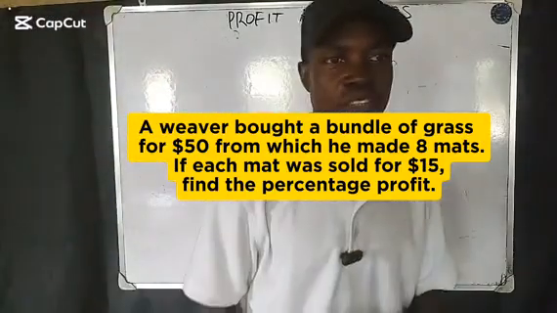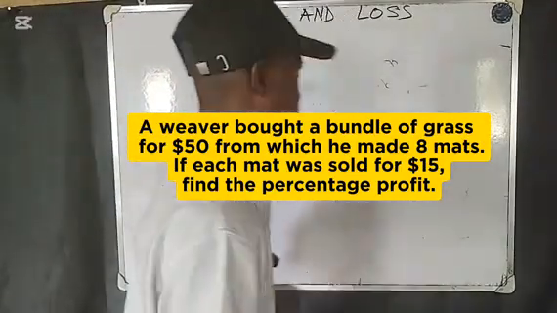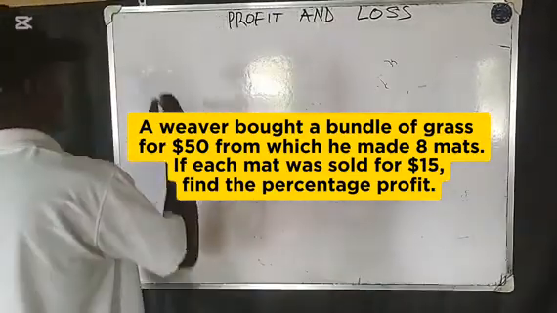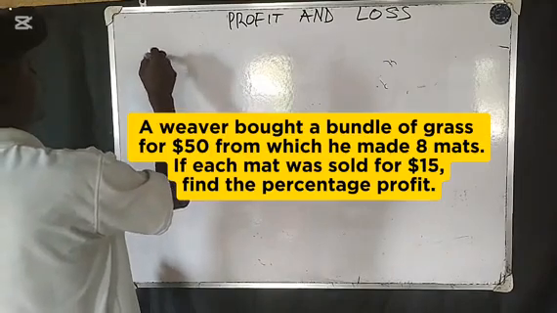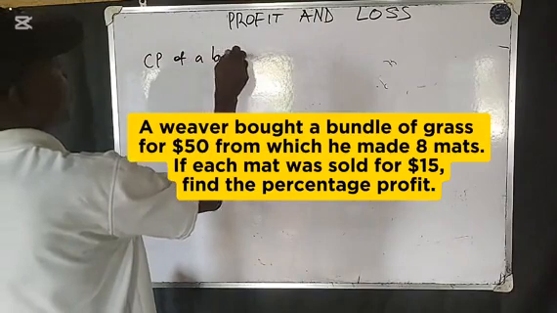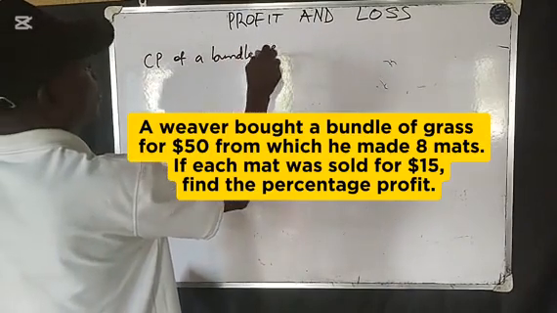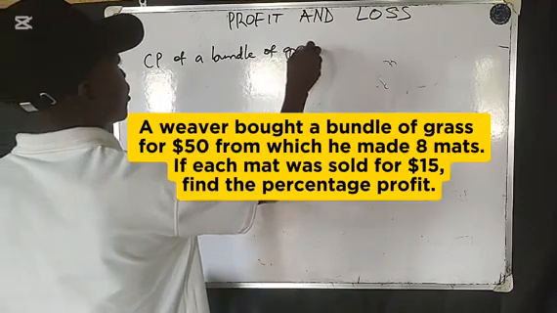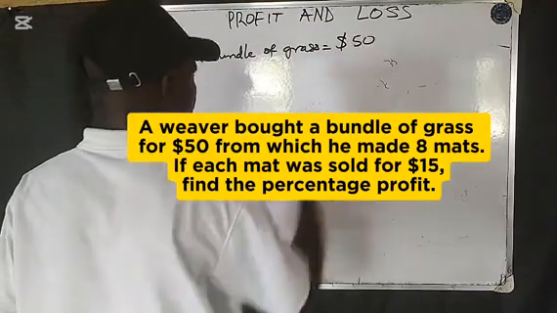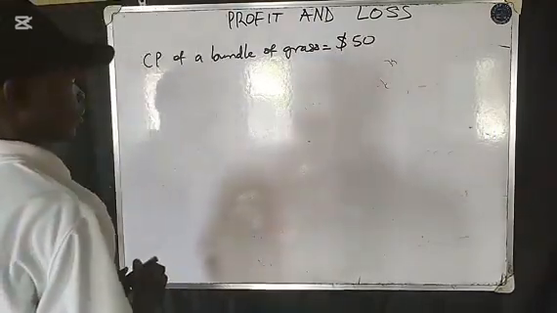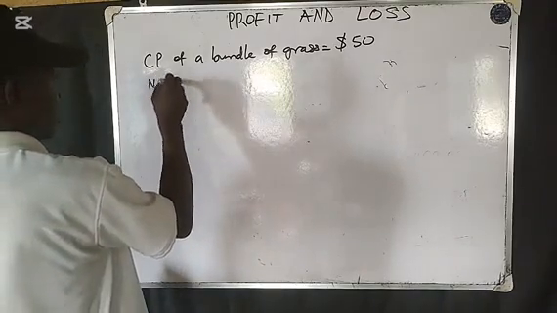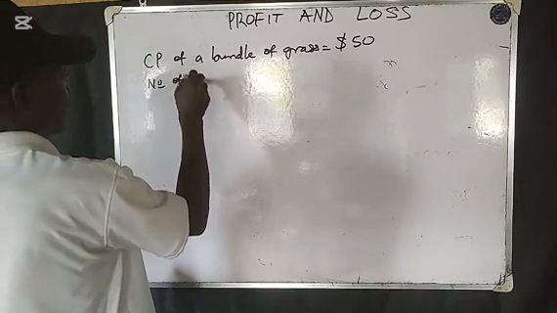If you are given this question, how will you solve it? A weaver bought a bundle of grass. Cost price of a bundle of grass is $50, from which he made 8 mats.